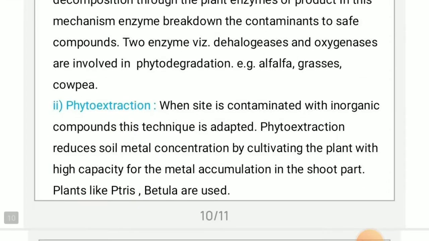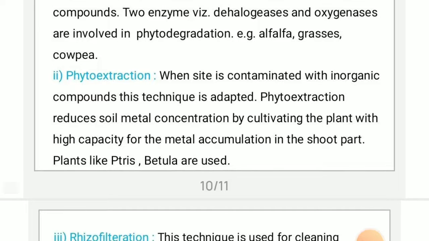Second, that is phytoextraction. When the site is contaminated with inorganic compounds, this technique is adopted. If the site is contaminated by inorganic compounds like copper, boron, molybdenum, whatever it may be, this is used. Now, phytoextraction reduces the soil metal concentration by cultivating plants with a high capacity for metal accumulation in the shoot part. Plants like Brassica and Betula are used.